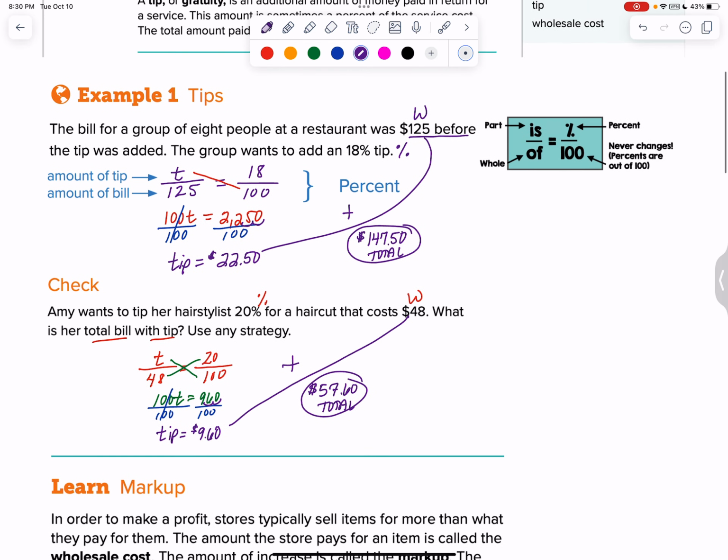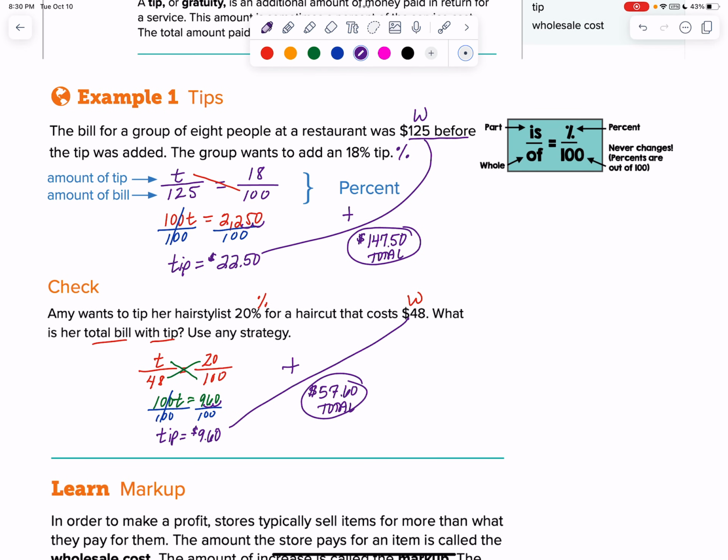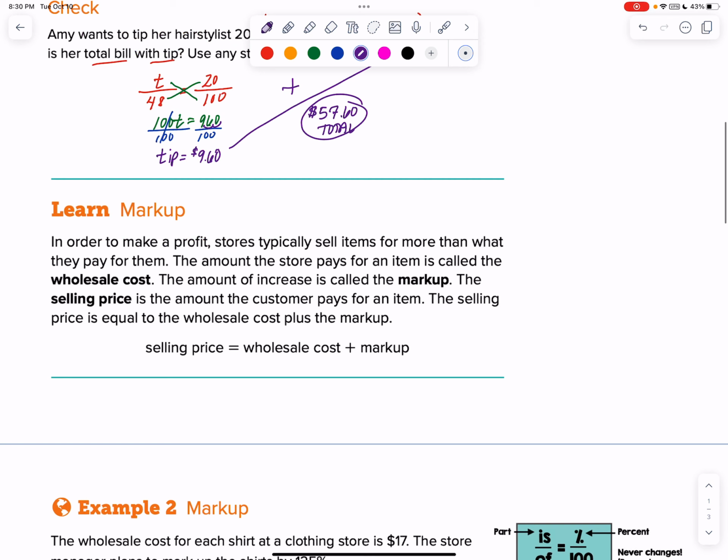Okay, so those so far very much the same as yesterday with calculating tax. Okay, obviously calculating tax and tip, it's something extra that you're adding on. All right, so now we're going to get into markups.